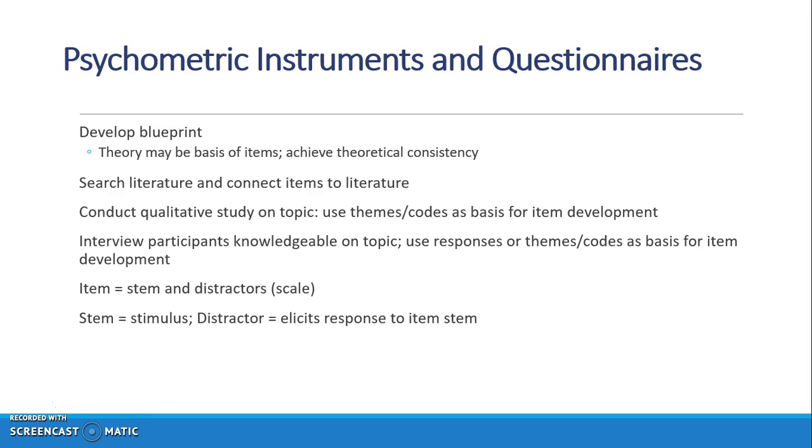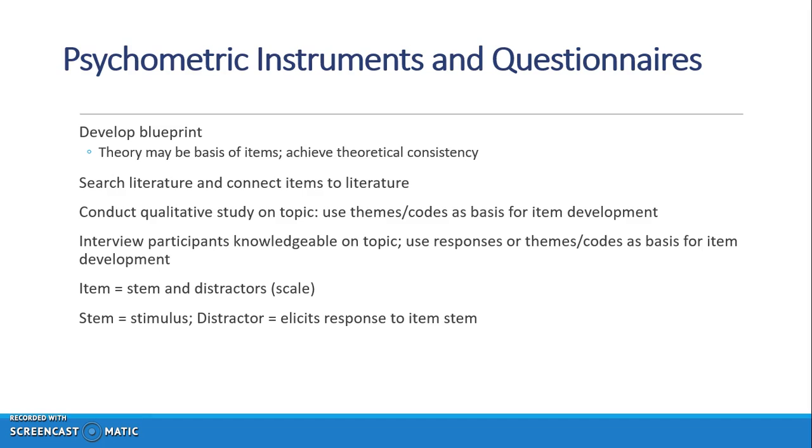Looking at psychometric instruments and questionnaires, the best way to think about development of them, if you're going to do that, is to create a blueprint. You may in fact have a theory that guides the instrument development. So that's important to make apparent to everybody who's going to use it. You can also search the literature and connect on a map, or on a table for a study, how the items link to a very specific instrument, let's say on the construct of caring. You can also conduct a qualitative study and use the themes or the codes as the basis for item development.